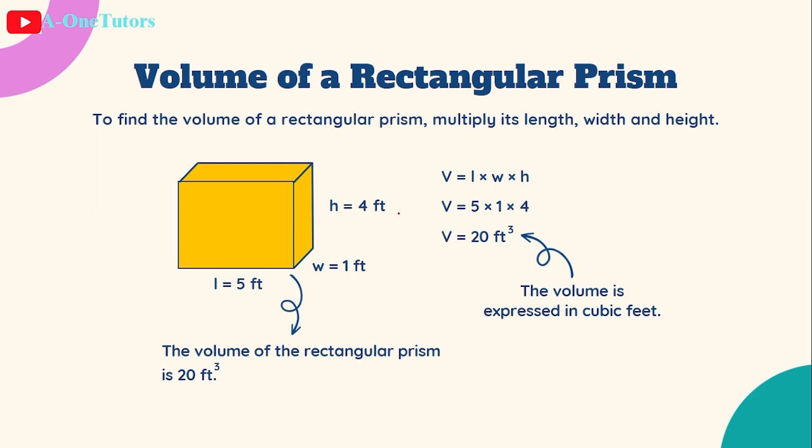Now let's learn how to find the volume of a rectangular prism. To find a rectangular prism's volume, one needs to multiply the length, width and height of the specific shape to get the volume. Again, they've mentioned each specific label: height, which is 4 feet, width, which is 1 foot, and length, which is 5 feet.